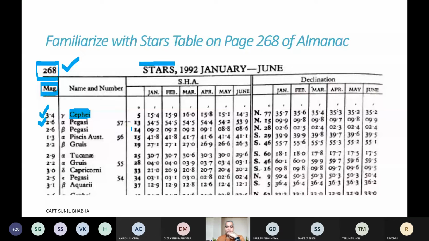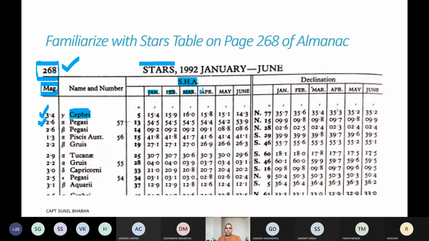After this, you go to the next column. It gives you the SHA of the star, the sidereal hour angle. You will see the SHA of the star is given for every month. So you have a value for January, February, March, April, May, June. Now this is the left side page of the almanac. If you go to the right side page, you will have the values given for the later 6 months of the year, that is July to December also.